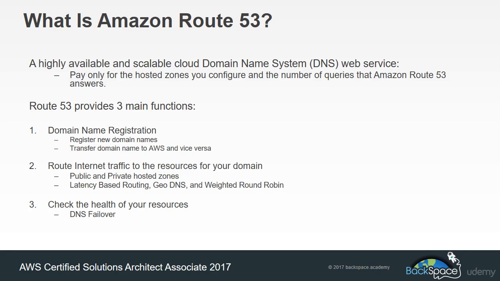It routes internet traffic to the resources for your domain, and that can be public and private hosted zones. So it can be private hosted zones within your own private VPC. The types of routing that are available are latency-based routing, geolocation routing, and weighted round robin routing, and we'll talk about that in a future slide. You can also check the health of your resources and implement DNS failover in the event that your resource becomes unhealthy.